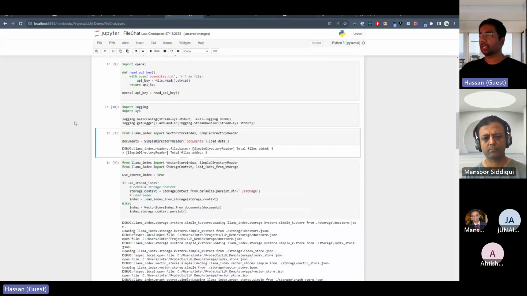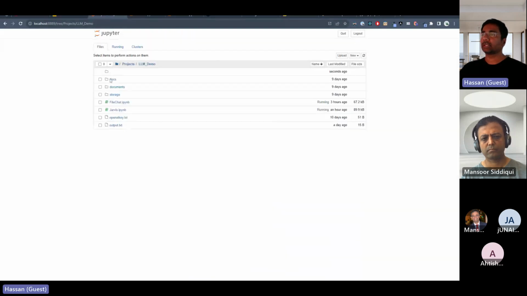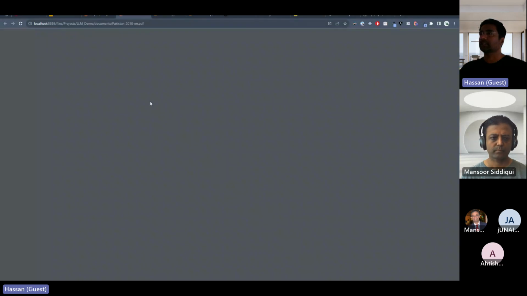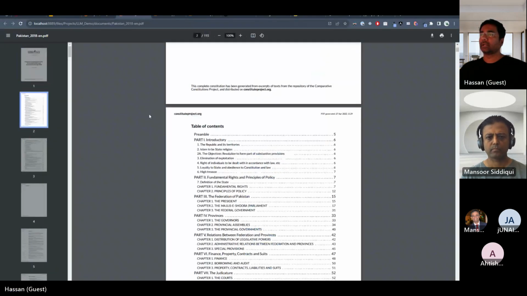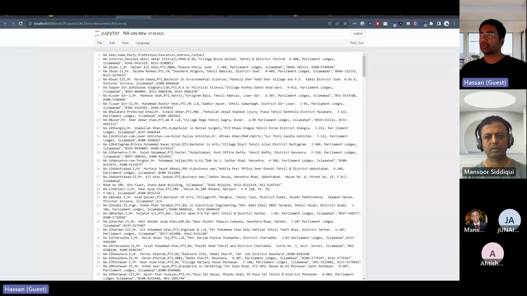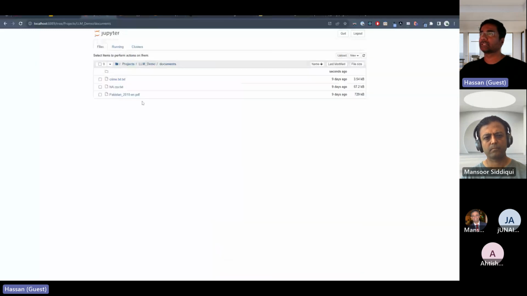Enabling some internal logging. Then I have a folder called documents right here, and in it I just picked up some random files from the internet. One of these is the Constitution of Pakistan, which is a PDF file. Another is a CSV file I found, which is just some information about members of the National Assembly of Pakistan. I think this is a few years old. And from Kaggle.com, I found crime statistics of Pakistan over a few years in different provinces.